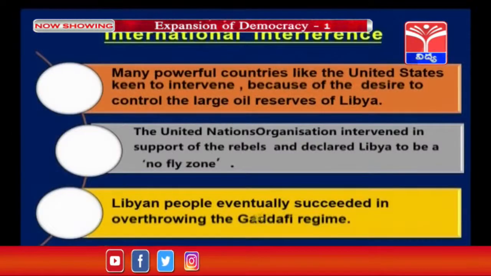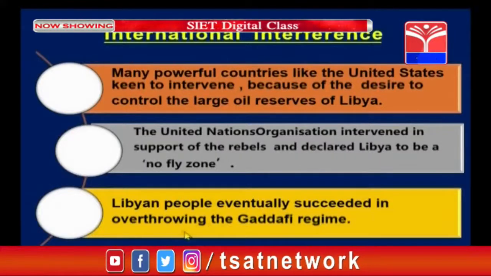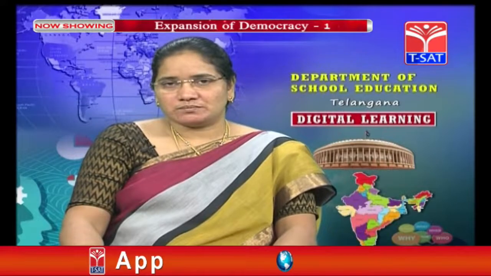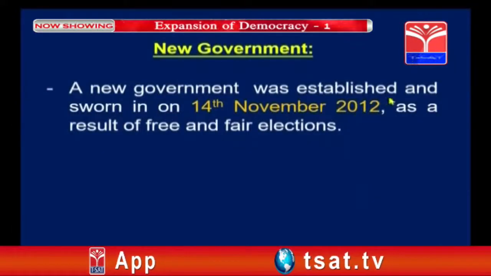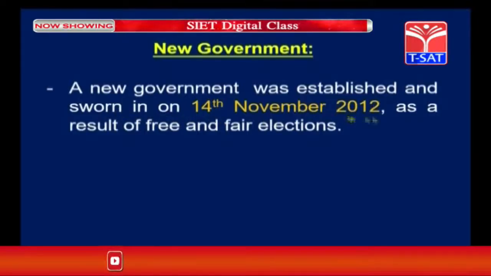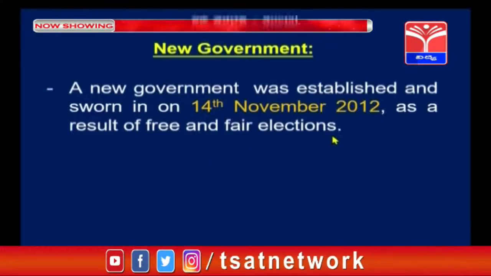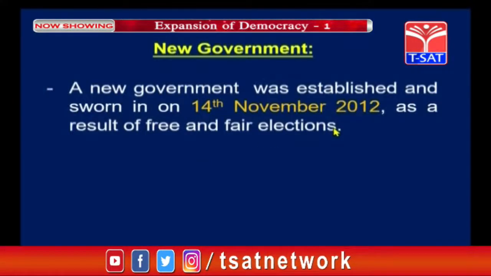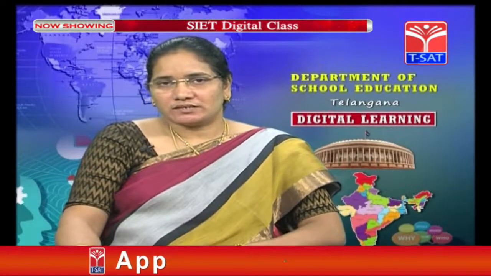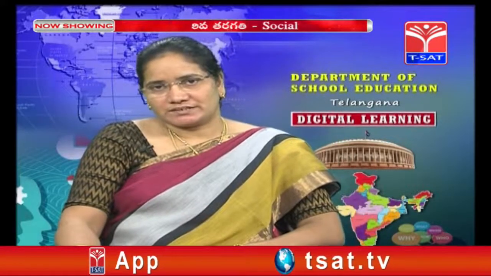Finally, the Libyan people eventually succeeded in overthrowing the Gaddafi regime. That means the end of Gaddafi's regime. A new government was established and sworn in on 14th November 2012 as a result of free and fair elections. As people wanted, now the elections were conducted. See, in a democracy, the rulers are elected by elections.